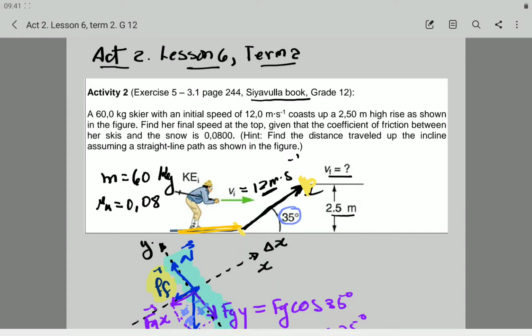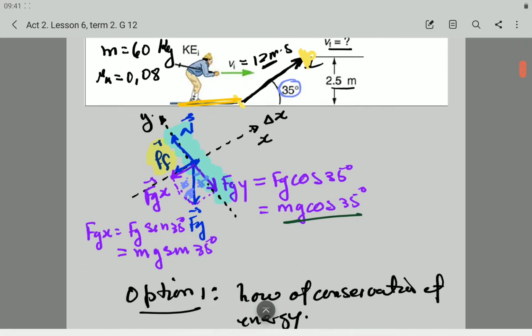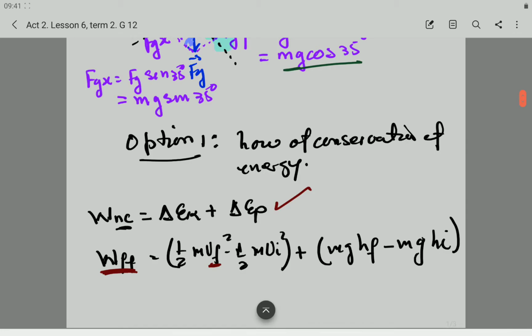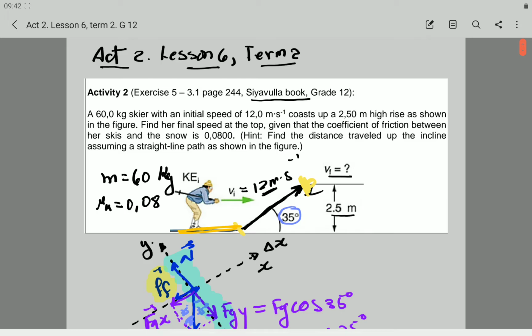In the previous video, we explained this activity, and we used the law of conservation of energy. You can go back and watch the video. Let's now try to do the same question, but using the work-energy theorem.